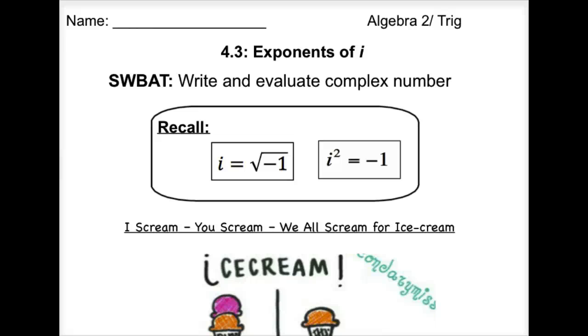Lesson 4.3 Exponents of i. Our objective today is that students will be able to write and evaluate complex numbers. Previously, we talked about i is equal to the square root of -1 and i squared is equal to -1. We said that there was a special pattern after every 4.